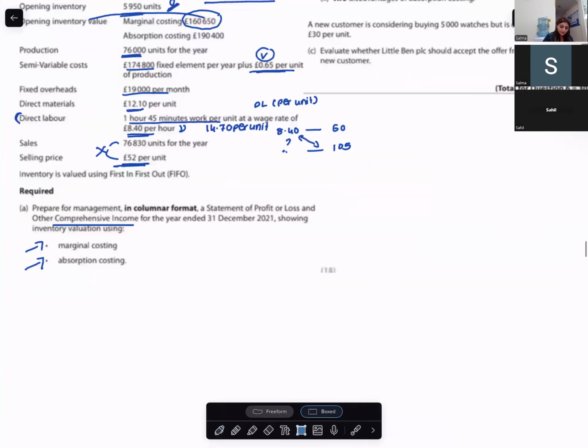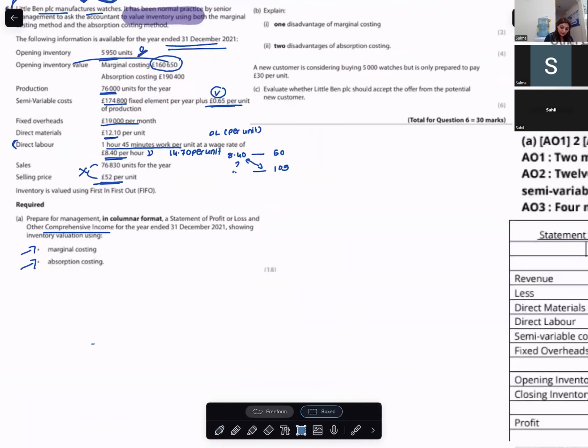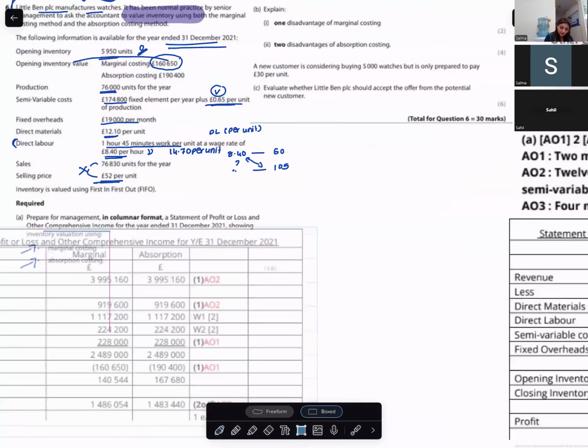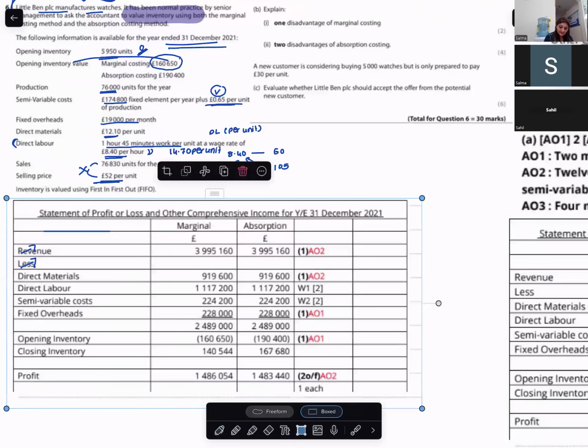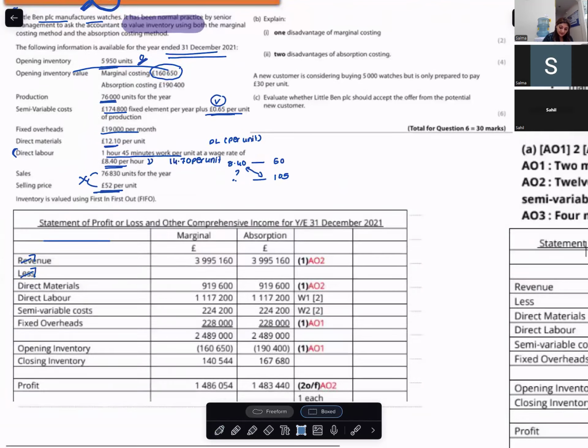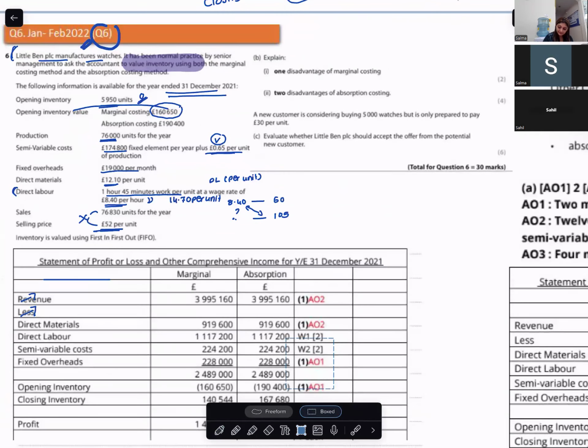What do they want from you? A statement of profit or loss and other comprehensive income, using marginal costing and absorption costing. You are with me, right? Yes.